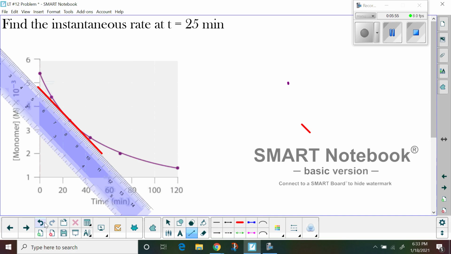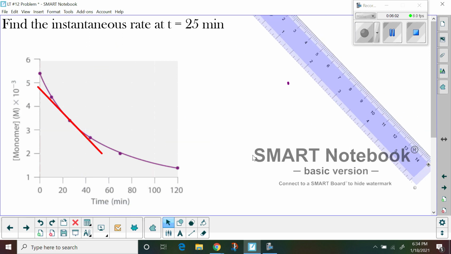And then I'm going to take this ruler away. And because I have the beauty of technology, I can just adjust it a touch to show that this red line is tangent to t equals 25 minutes. And now I'm going to find the slope of that line. The slope of that line is going to tell me the rate of reaction at exactly one moment in time, 25 minutes. So I'm going to do rise over run.